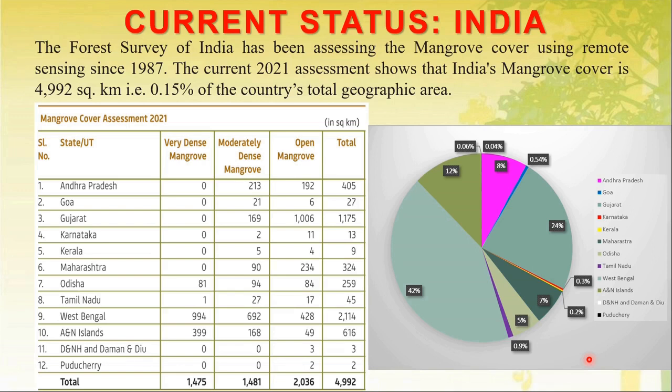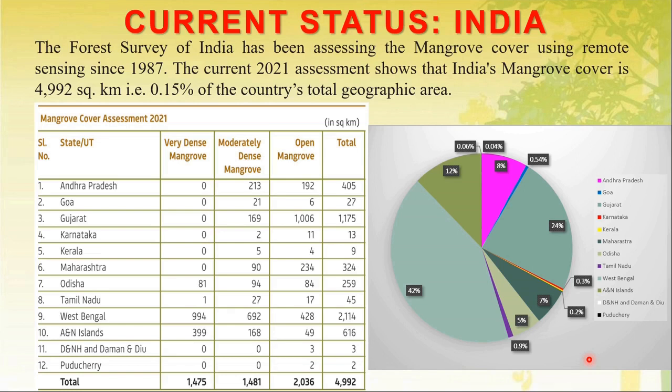Now, what is the current status of India? The Forest Survey of India has been assessing the mangrove cover using remote sensing since 1987, and the current 2021 assessment shows that India's mangrove cover is 4,992 square kilometer, that is 0.15% of the country's geographic area. So this 4,992 square kilometer is equal to 0.049 million hectare, or we can say 0.05 million hectare.